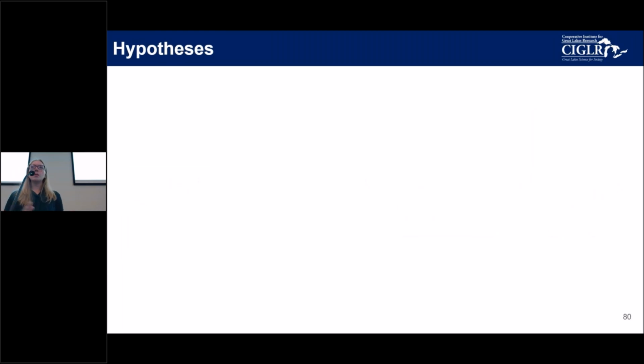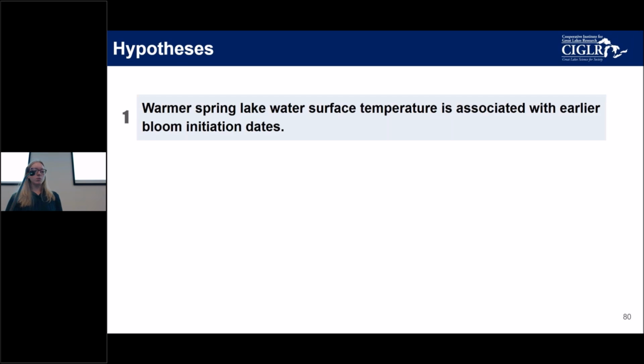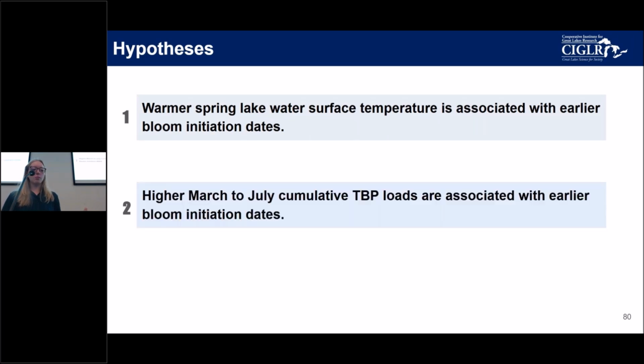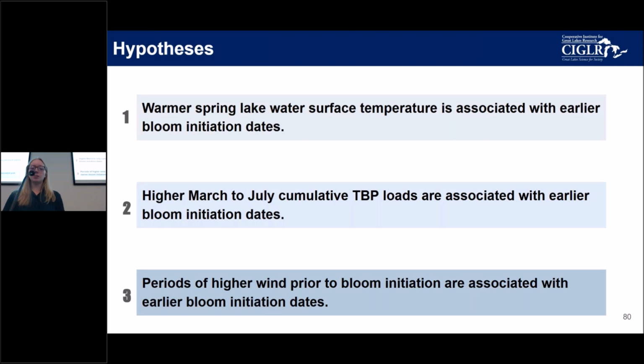And so there are three hypotheses that will guide us through the rest of this presentation. The first one we hypothesized was that warmer spring lake water surface temperature is associated with earlier bloom initiation dates. The second is that higher March through July cumulative TBP loads are associated with earlier bloom initiation dates. And the third is that periods of higher wind prior to bloom initiation are associated with earlier bloom initiation dates.